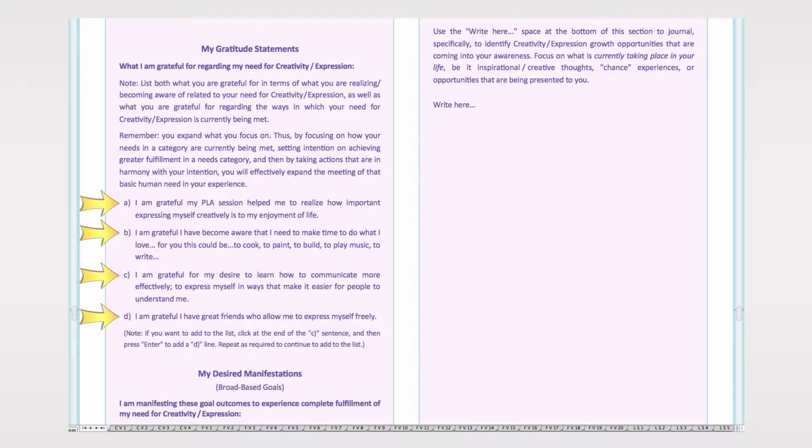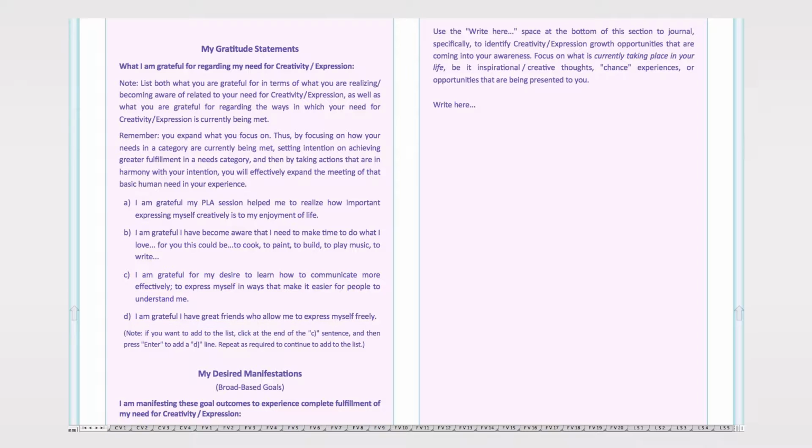Here are the 4 gratitude statements I wrote as examples for this section. A. I am grateful that my PLA session helped me to realize how important expressing myself creatively is to my enjoyment of life. B. I am grateful I have become aware that I need to take more time to do what I love. For you, this could be to cook, to paint, to build, to play music, to write, etc. C. I am grateful for my desire to learn how to communicate more effectively, to express myself in ways that make it easier for people to understand me. And D. I am grateful I have great friends who allow me to express myself freely.